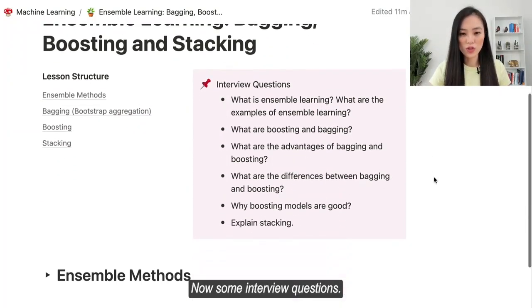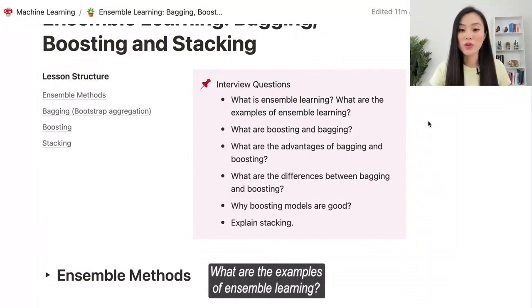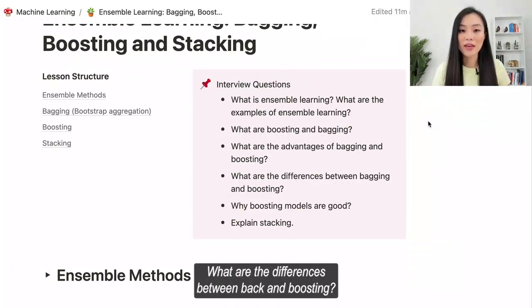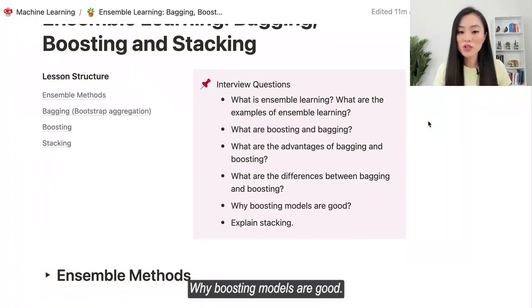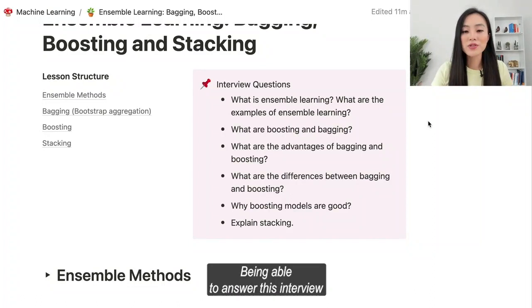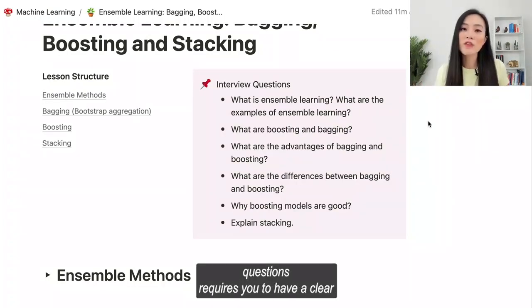Here are some interview questions. What is ensemble learning? What are the examples of ensemble learning? What are boosting and bagging? What are the advantages of bagging and boosting? What are the differences between bagging and boosting? Why boosting models are good? Explain stacking. As you can tell, being able to answer these interview questions requires you to have a clear understanding of different ensemble learning methods.